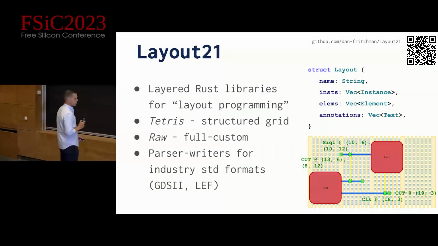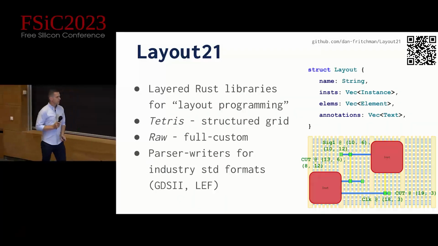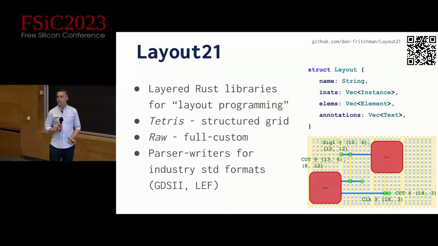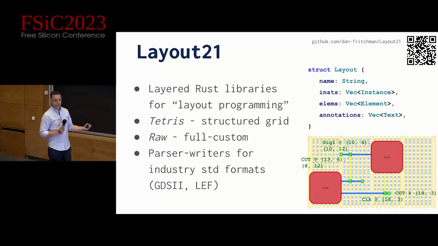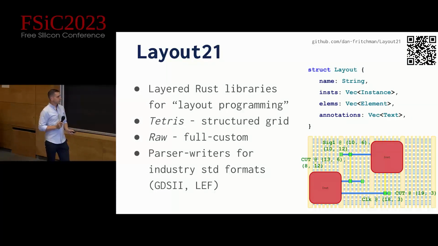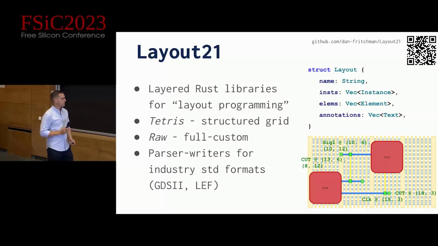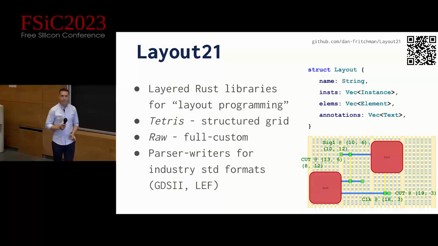There are a couple of such pieces of interaction for layout. The one that is primarily authored by me and some collaborators is called Layout21. This is a series of Rust libraries for progressive levels of detail versus abstraction of programming layout. The two primary layers of note: raw programming is very much like GDSTK or the API-defined KLayout, that manipulate a thing at a time. The Tetris layer is a much more structured, gridded, constrained approach. And then the Rust packages include all of our parsers and writers for all the industry standard formats.